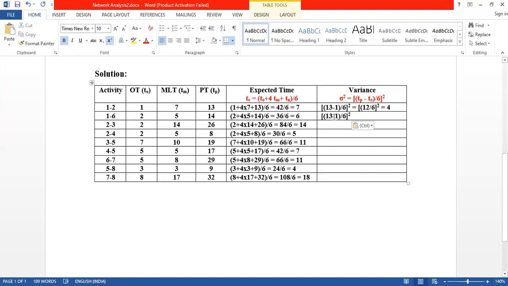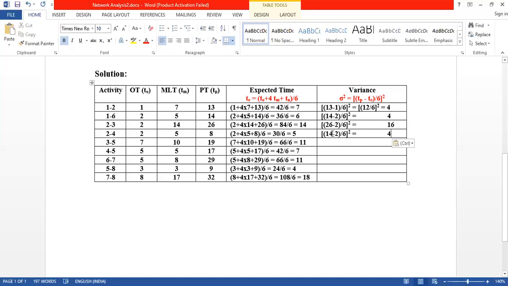Now see here, Tp is 14 now. To is 2 now. So again, 14 minus 2 is 12. 12 by 6 is 2, and 2 square, so it is 4. I'm copy-pasting it so that I need not worry about the format every time. Now see, Tp is 26. This is 2, so let it be 2 only, and by 6 whole square. So 26 minus 2 is 24, divided by 6 is 4. 4 square is 16.